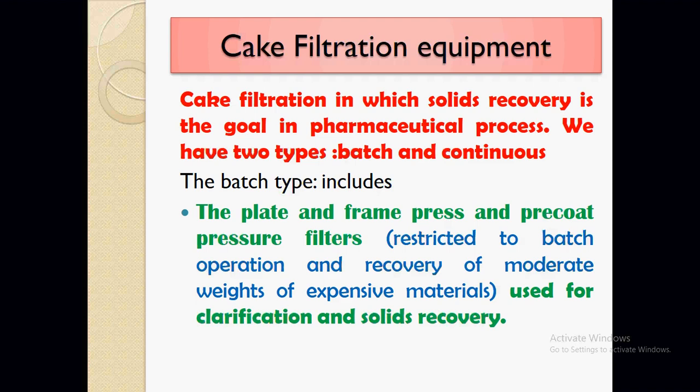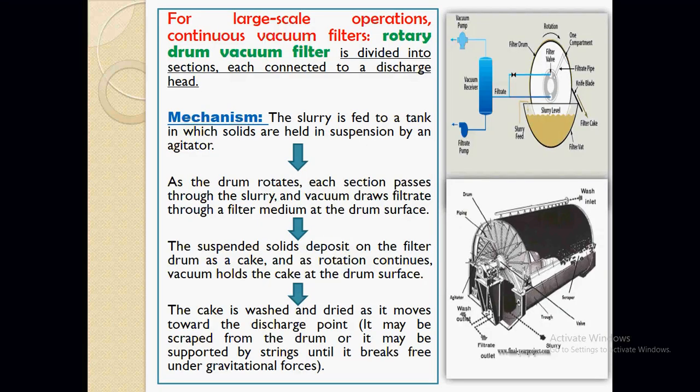It is restricted to batch operation and recovery of moderate weight of expensive materials, used for clarification and solid recovery. For large scale operation, which is continuous, we can use a continuous vacuum filter, which is the rotary drum vacuum filter.